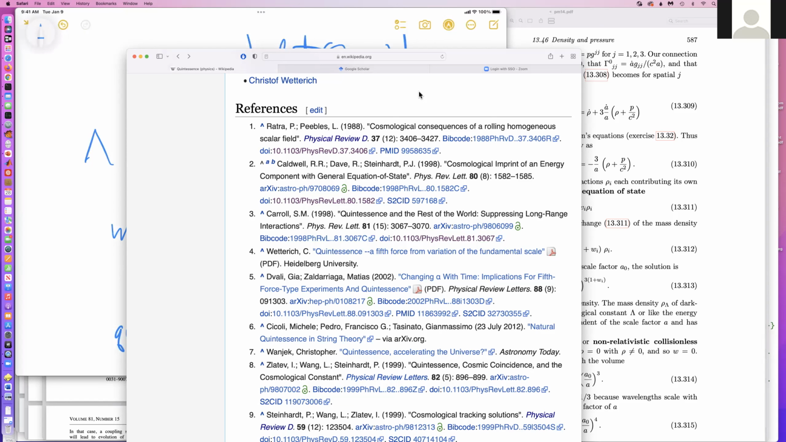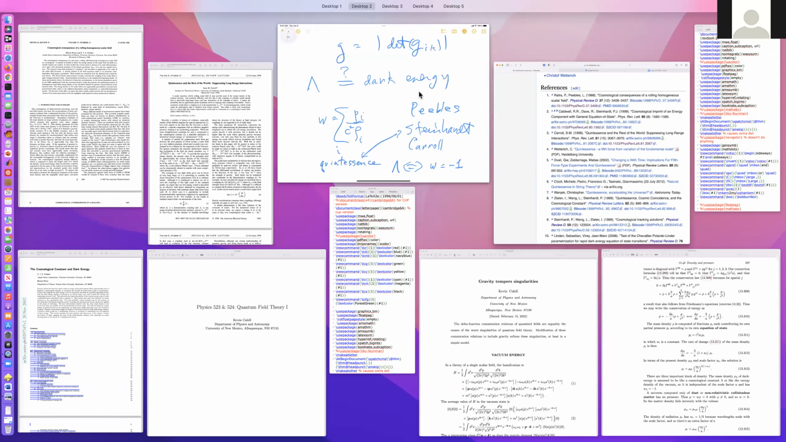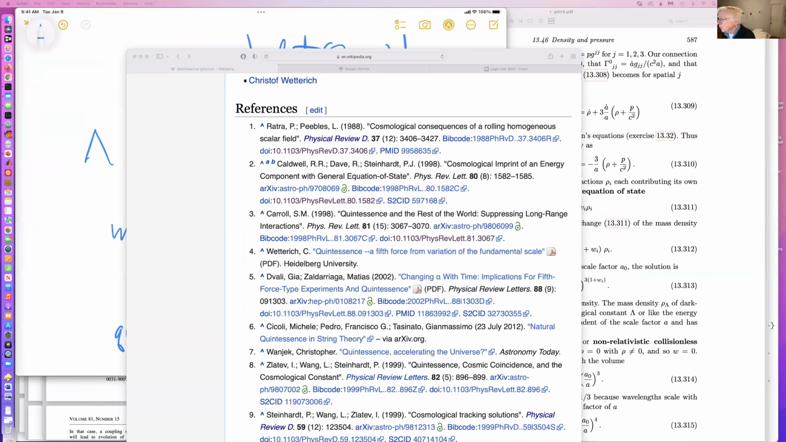And I just type in the name of the paper. Oh, nice. Very nice. Did that work? It did actually. Oh, good. So I see the first paragraph starts with inflationary cosmology predicts that the universe is spatially flat, and yada yada. This is for which one? The cosmological imprint of an energy component with a general equation of state. The Steinhardt one. Yes.